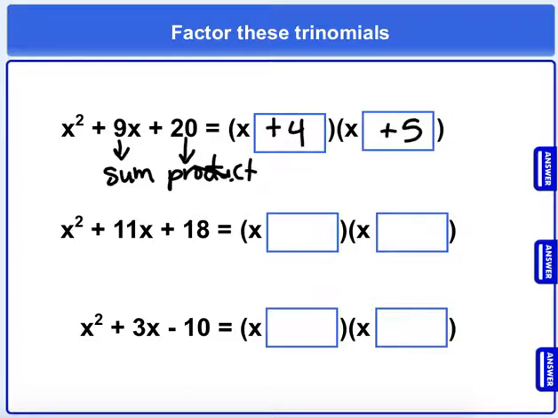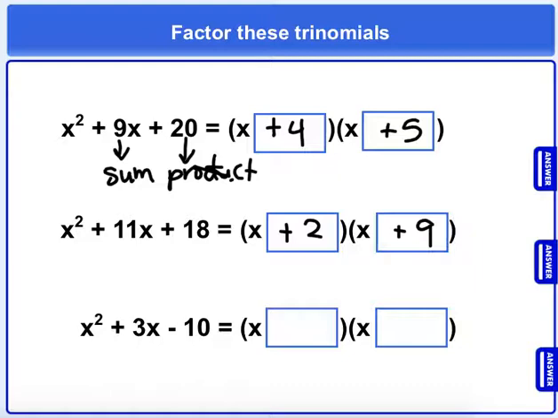Okay, they are plus 4 and plus 5 because we need them positive to get a positive 20 and a positive 9. Next one, x squared plus 11x plus 18. Well, 18, the factors are 1 and 18, 2 and 9, 3 and 6. Okay, but we can stop there because 2 and 9 would give us a sum of 11. So we would say this is x plus 2 and x plus 9.